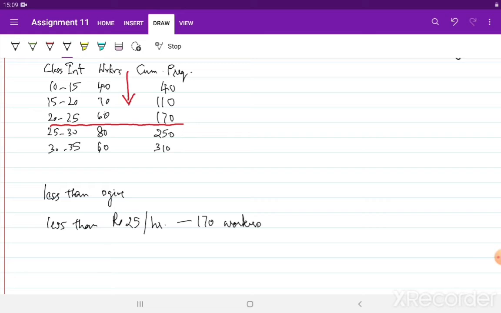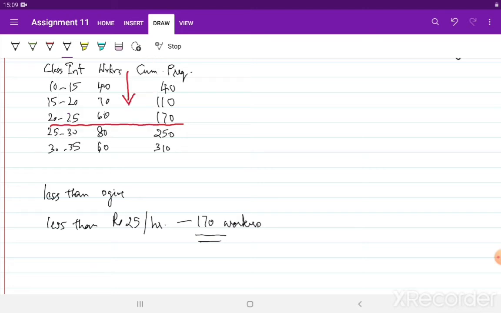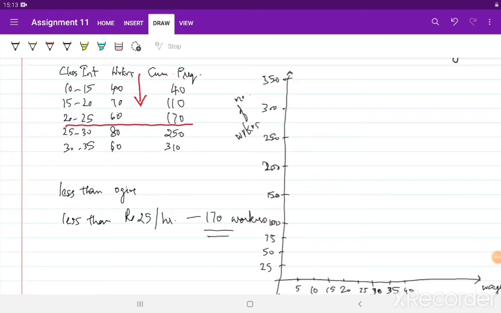Now remember such questions, if they are long questions, see if the question asks you to plot the less than curve. If it is only asking you for the number, as is in this case, you are getting the number directly from this cumulative frequency column. If not, say something like, now this is an example, say the minimum wages was something like 27.5 or 27, you will be forced to plot the graph. Okay, let me just repeat that.